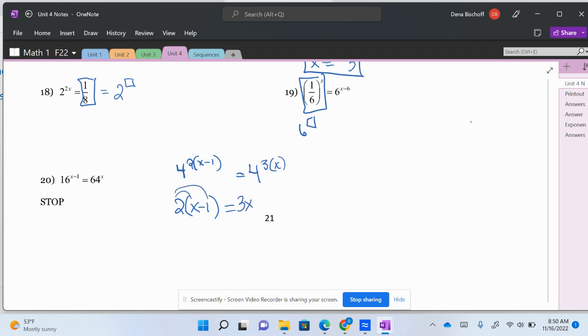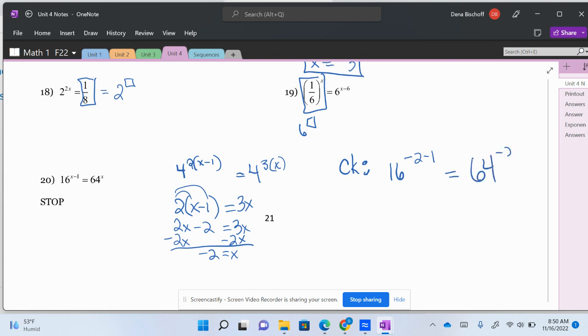Well, I have to distribute. 2 times x minus 2 equals 3x. Subtract 2x from both sides. And I have negative 2 equals x. You know, I just don't believe that I need to check it. So 16 to the x is negative 2. So negative 2 minus 1 power equals 64 to the x is negative 2 power.